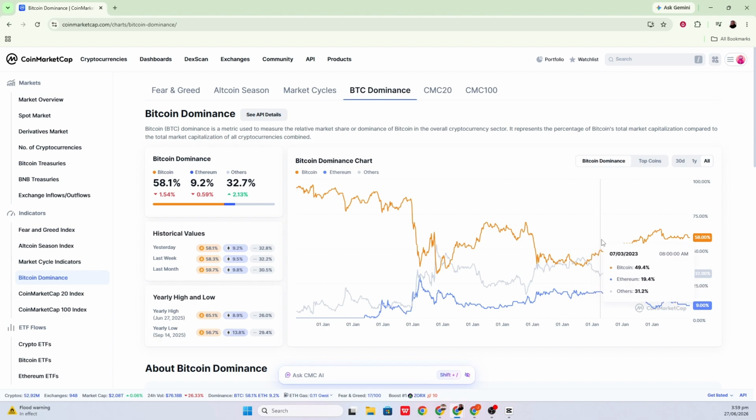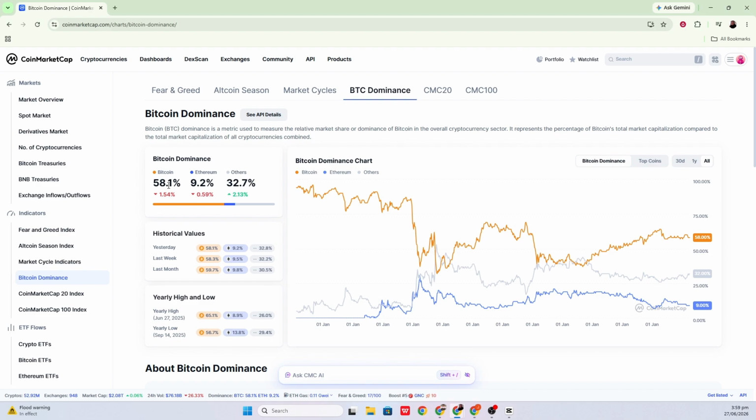altcoins. The BTC percentage in the header provides the current Bitcoin market share, while the dominance chart shows the changes in Bitcoin's share of the total cryptocurrency market capitalization over time. This allows you to check both the current BTC dominance percentage and the detailed dominance chart directly on CoinMarketCap.